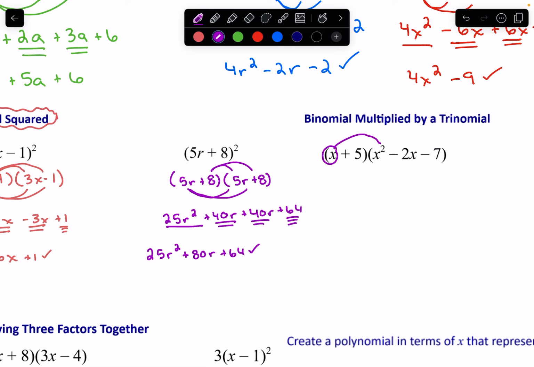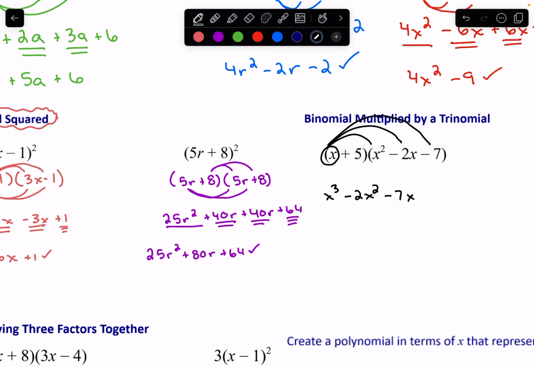So x times x squared. I'm going to change colors so I don't mix up this problem next to us. x times x squared is x cubed. x times negative 2x is negative 2x squared. x times negative 7 is negative 7x. So x has been multiplied by everything.